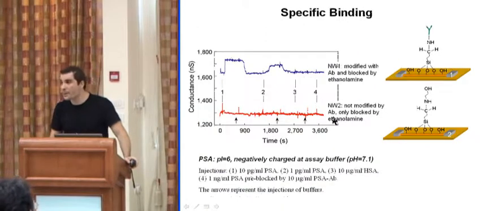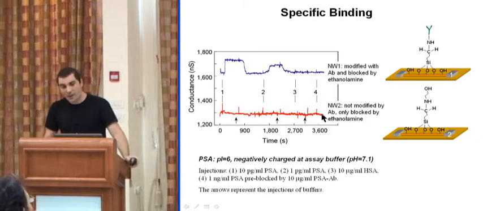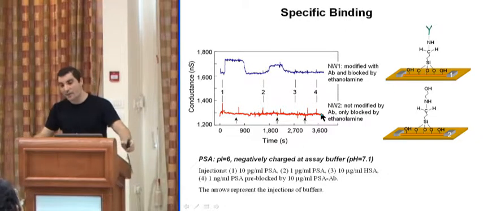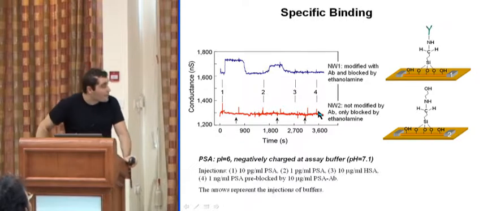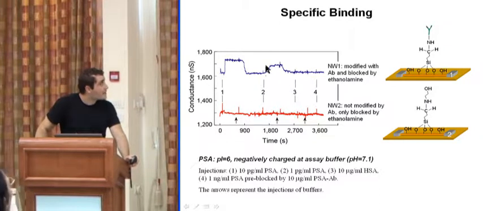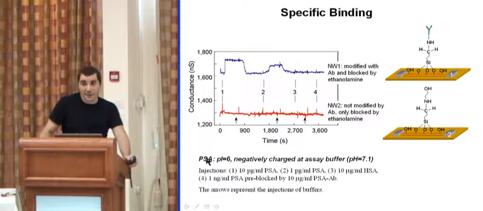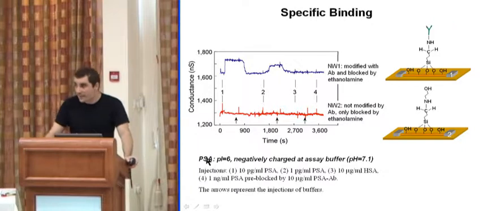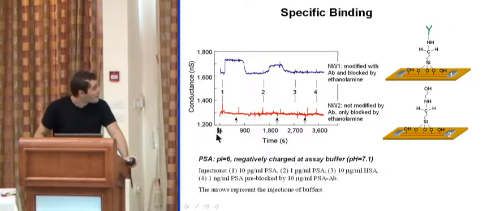After we have the devices and we know the range and the best or close to the best conditions for the best signals, we can do sensing experiments. In this case, we have two devices that were measured simultaneously. The first device was modified with an antibody that is specific to a protein called PSA, prostate-specific antigen. That's a known cancer biomarker for the detection of prostate cancer. The other device was not modified with any antibody, and was only blocked with ethanolamine.